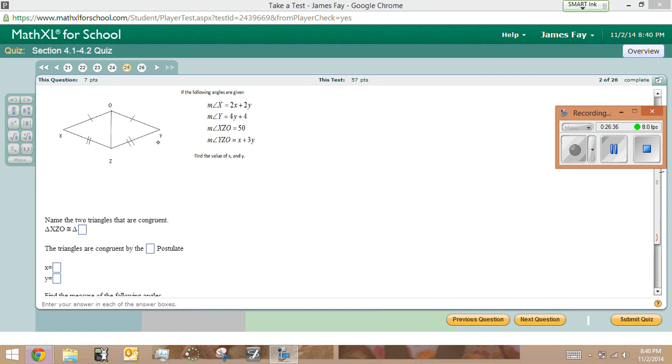When I look at these, okay, measure of angle X and measure of angle Y. Those two angles are corresponding. So we'll say 2x plus 2y equals 4y plus 4. And then they say XZO, which is this angle here, and YZO, which is that angle there. Well, they are corresponding as well. So I'll say x plus 3y equals 50.